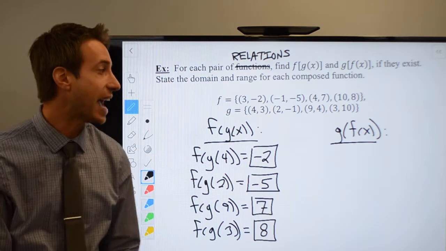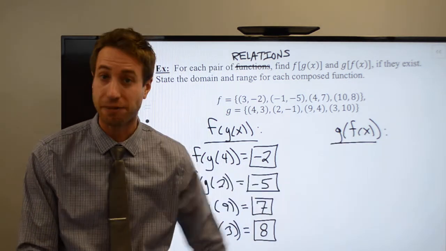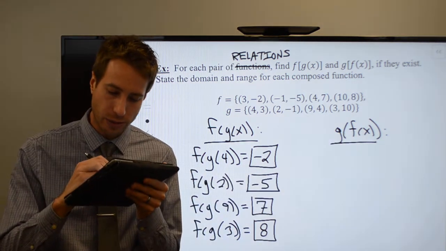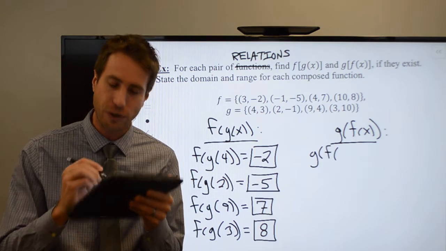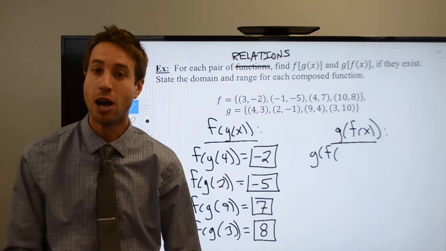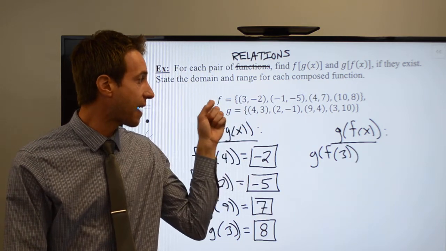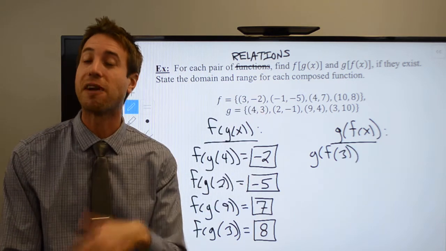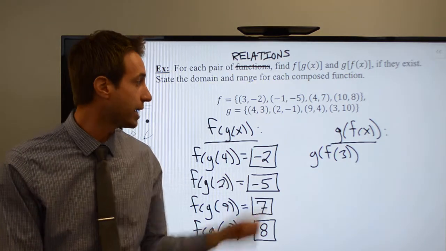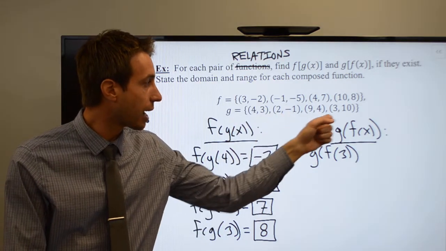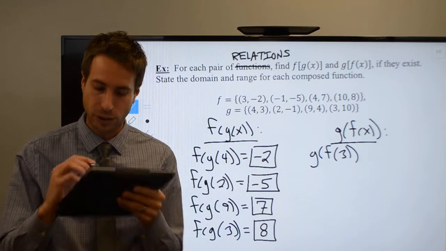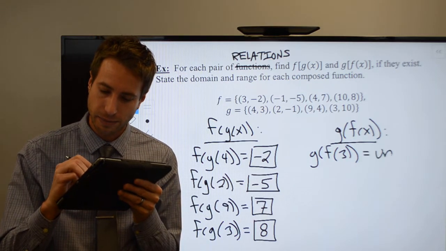All right, let's do these for g of f of x. The first one I'm going to do is g of f, and the first domain value I'm going to plug in is a 3. I plug that 3 into f. F gives me back a negative 2. I now need to find negative 2 in g. 4, 2, 9, 3. I don't have a negative 2, so this is undefined.